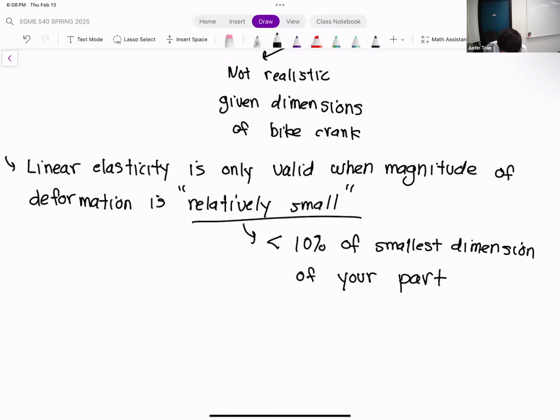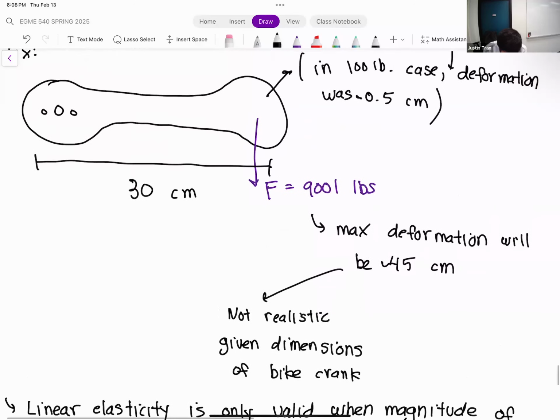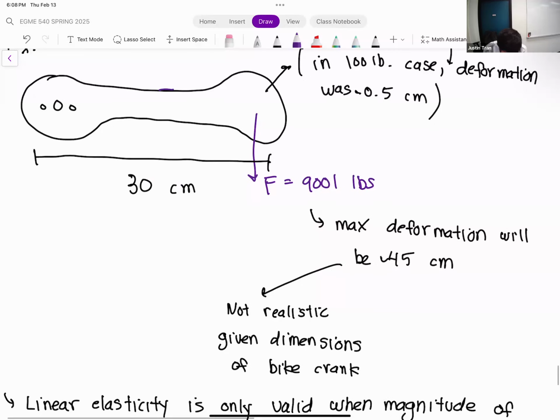So what this means basically is that you're going to look at your part, you're going to look at the smallest dimension. The smallest dimension in this case would be the distance between the top and the bottom here. And as long as your deformation is less than 10% of this, right? So not only do you take the smallest dimension, but you only take 10% of that, then I would say your assumption of linear elasticity is pretty safe, it's pretty good.